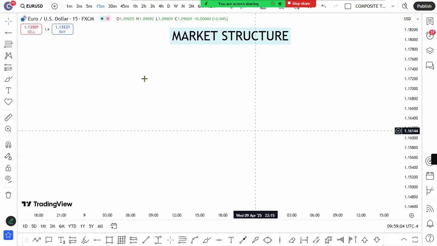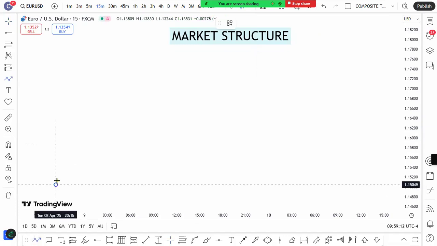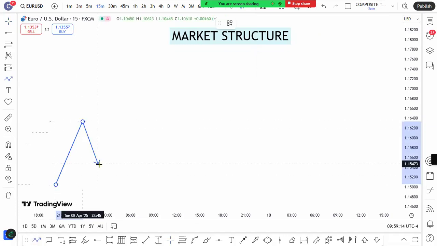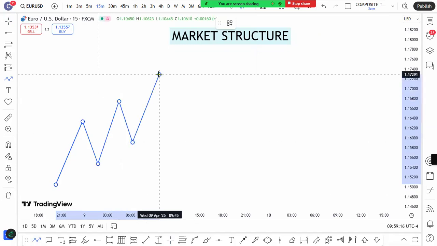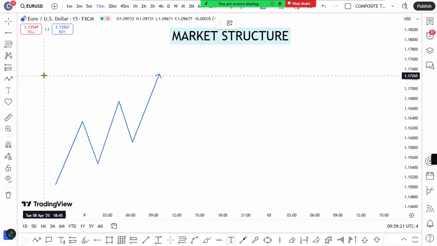Hello, what's up, guys? Today I want us to look at the market structure, and the market has three types of structure. You'll see most of the time the market pushing to the upside, and this is what we call the uptrend.